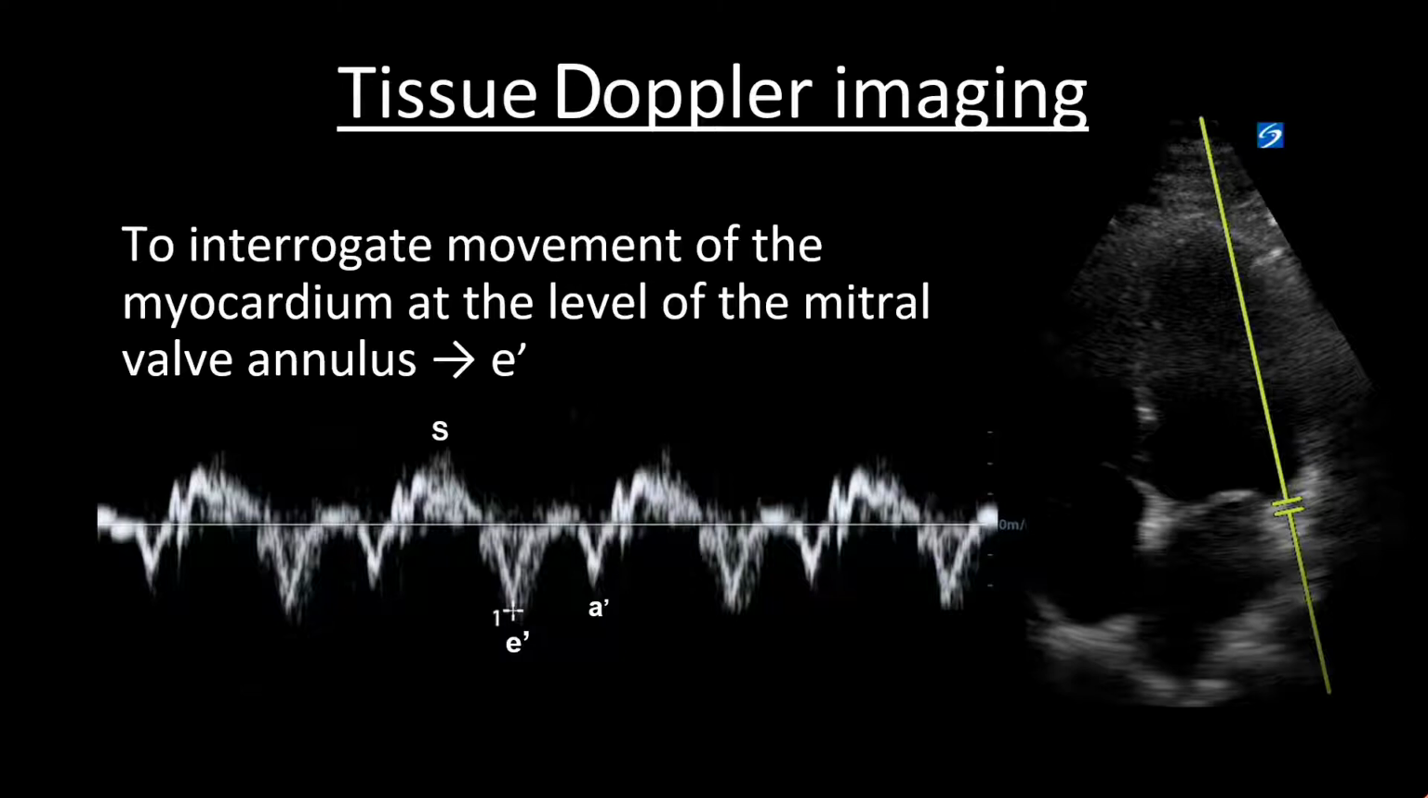So let's go through the different waves here. First is the S wave, which is a positive deflection above the baseline as the myocardium contracts and moves towards the apex and towards your ultrasound probe in systole. Right after the S wave is the E prime, which is of interest to us. This represents movement of the myocardium away from our ultrasound probe as the myocardium relaxes in early diastole. We then have the A prime wave, which represents further relaxation in late diastole with the atrial kick.